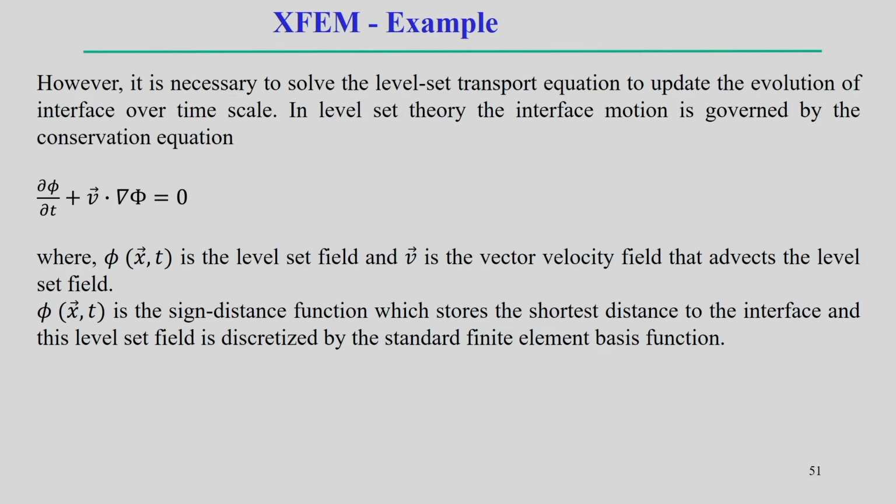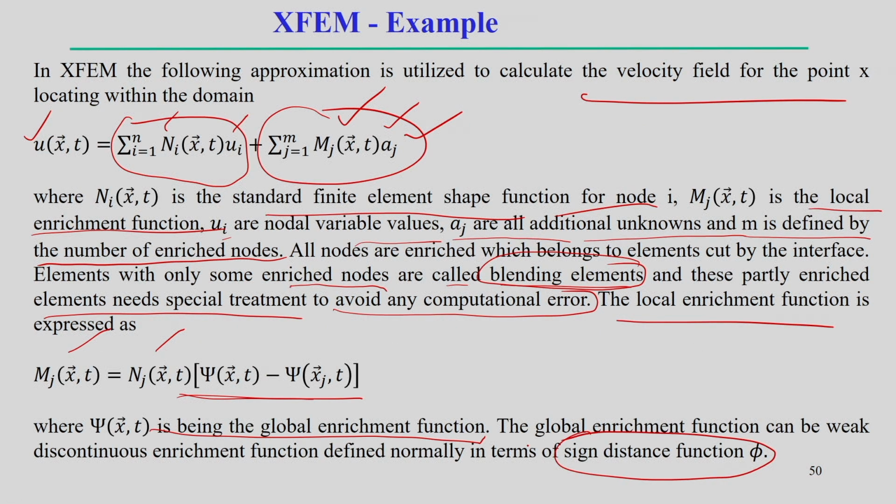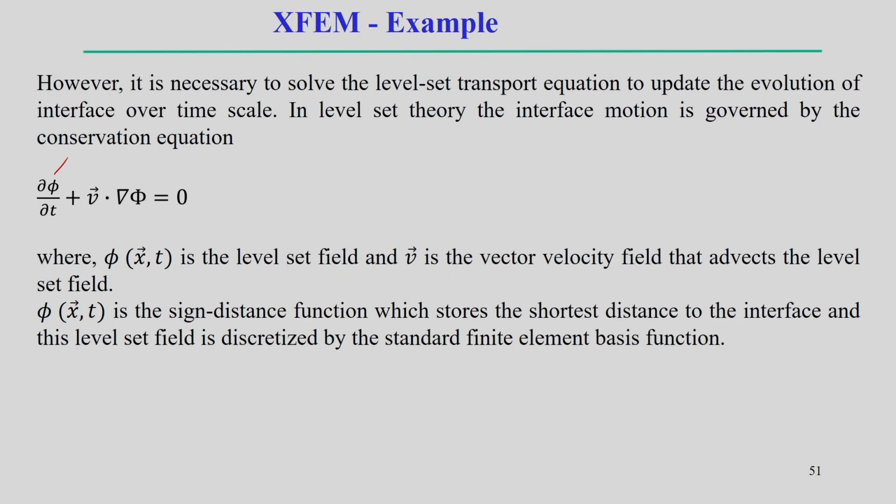Now, however, it is necessary to solve the level set transport equation to update the evolution of the interface. So, to update the evolution of the interface, it is necessary to solve some sort of level set transport equation. That transport equation can be represented like that, where phi is the signed distance function. Using the signed distance function we can identify the interface, and this is governed by the conservation equation. This is the level set theory. Phi(x) is the level set field, which may be in terms of the signed distance function, and v is the velocity vector that advects the level set field. Then, how one particular interface is captured using these things is represented by the signed distance phi functional form.